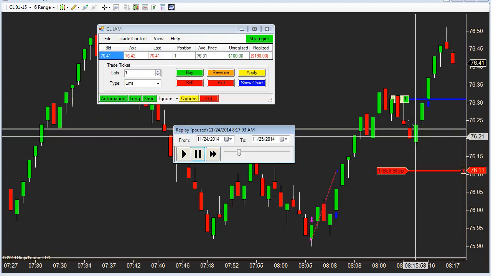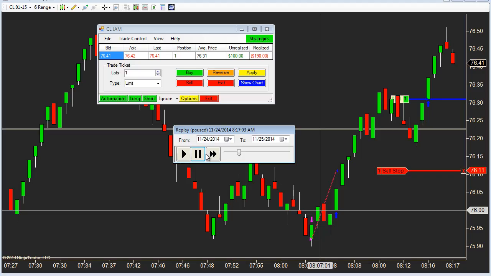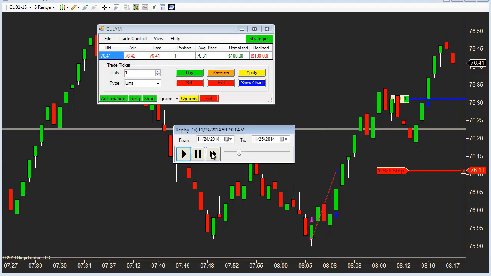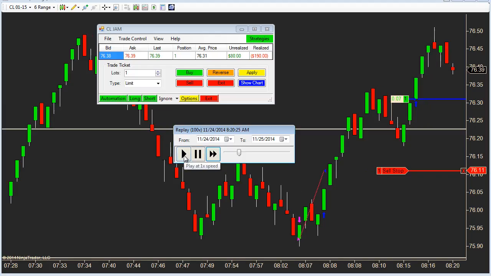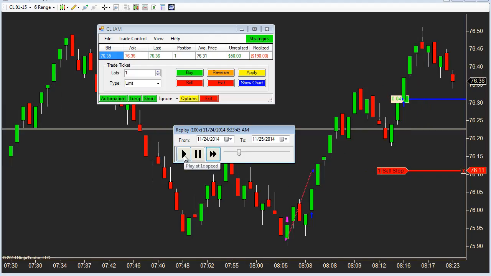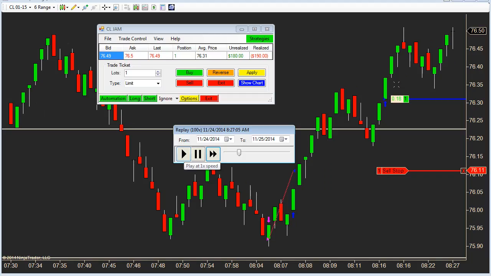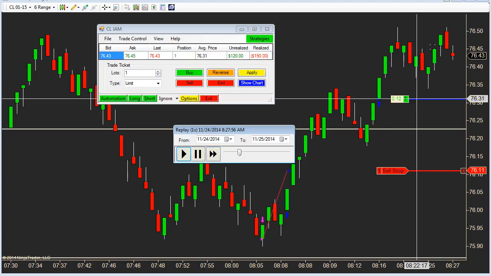Here's my next long. All right, I took a short down here for a loss. Now I'm in a long. Let's see where this goes. Speed this up a little bit. I will not see any numbers. Now I'm already up on this trade, 31.41.